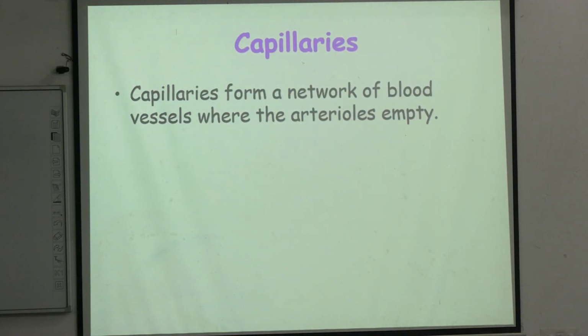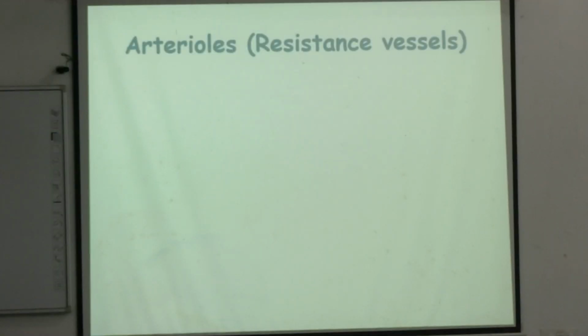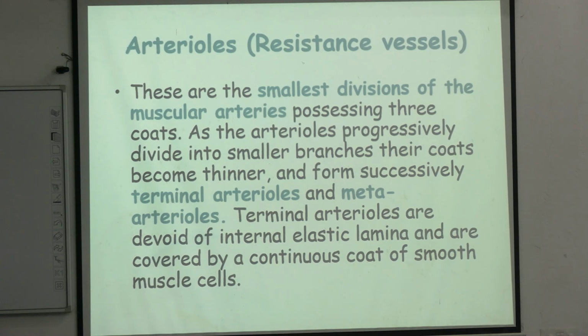Capillaries. Capillaries form a network of blood vessels where the arterioles empty. Arterioles are resistant vessels. These are the smallest divisions of the muscular arteries possessing three coats. As the arterioles progressively divide into smaller branches, their coats become thinner and form successively terminal arterioles and metaarterioles. The terminal arterioles are devoid of internal elastic lamina and are covered by a continuous coat of smooth muscle.